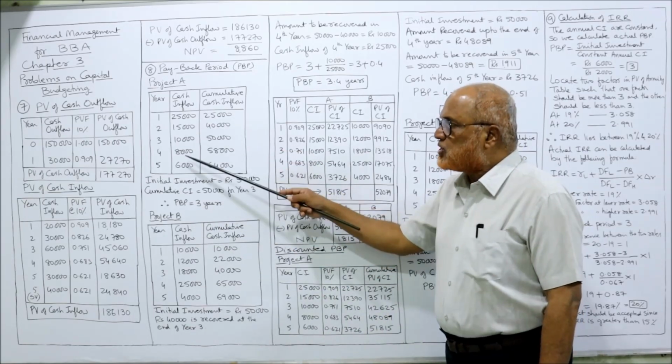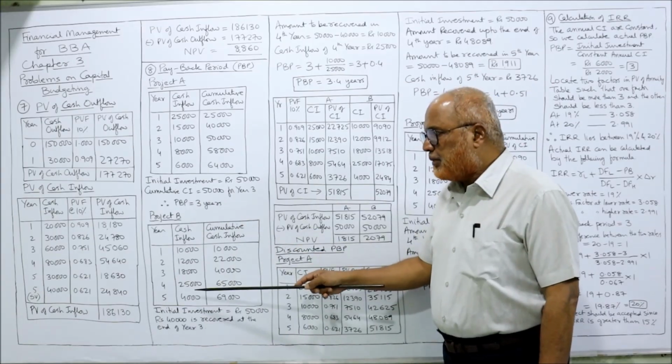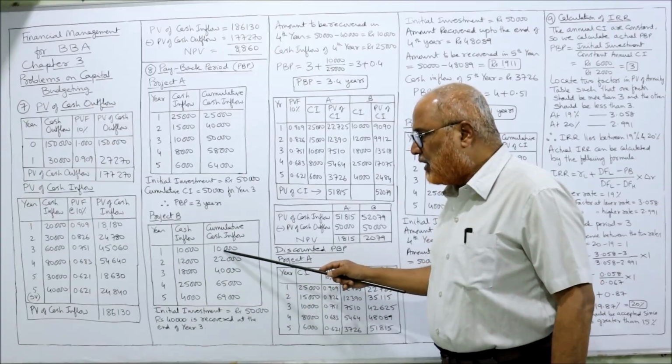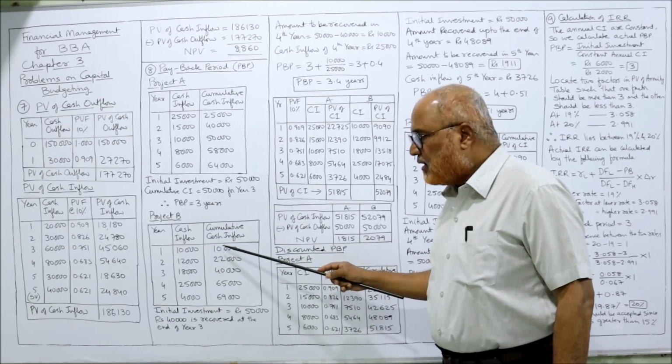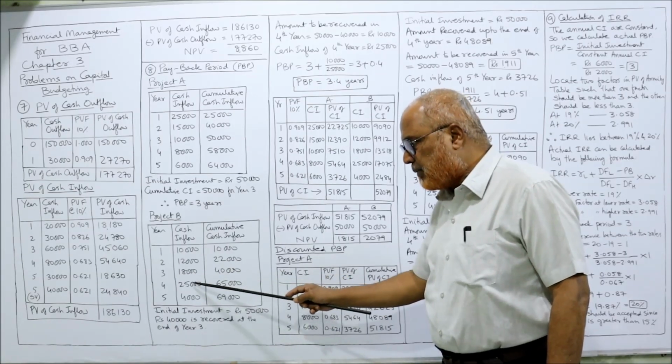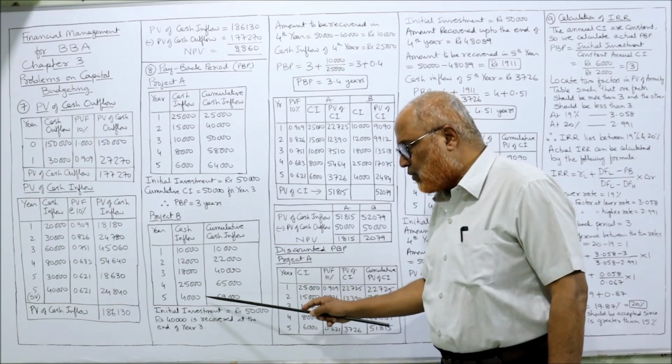That's it, so easy. Now project B. We have calculated for project A, 3 years. For project B, 1, 2, 3, 4, 5 years. Cash inflows are given in the problem. Cumulative cash inflow, 10,000 same. 10,000 plus 12,000, 22. 22 plus 18, 40. 40 plus 25, 65. 65 plus 4, 69.